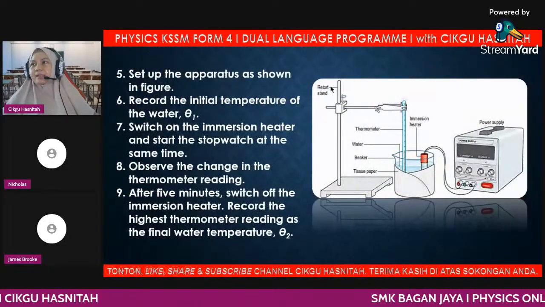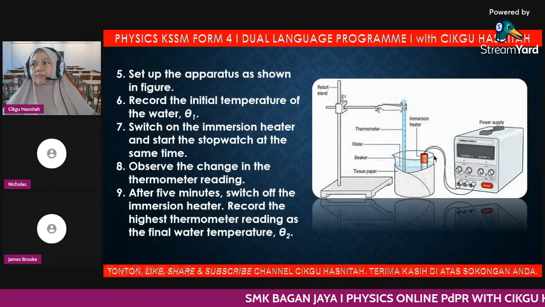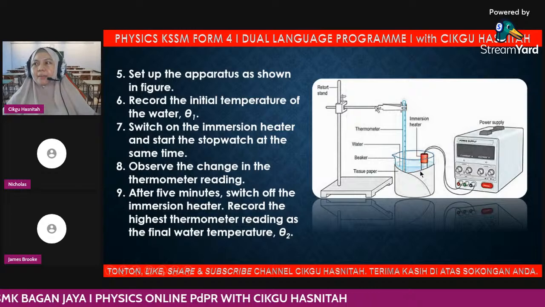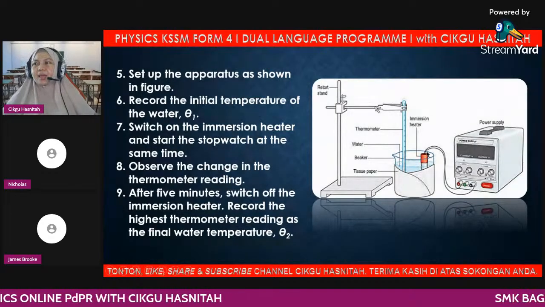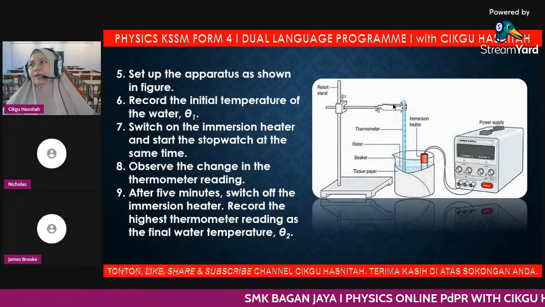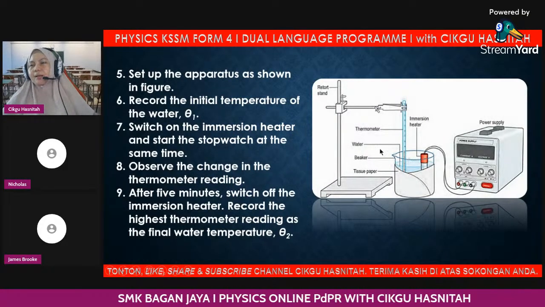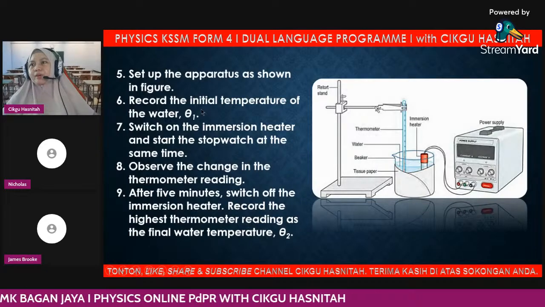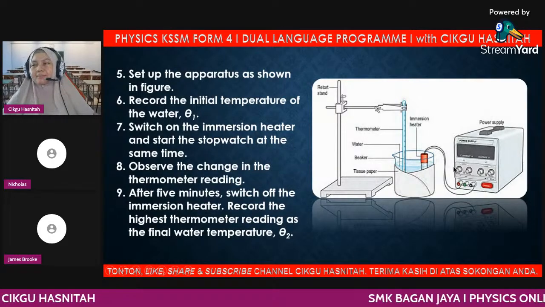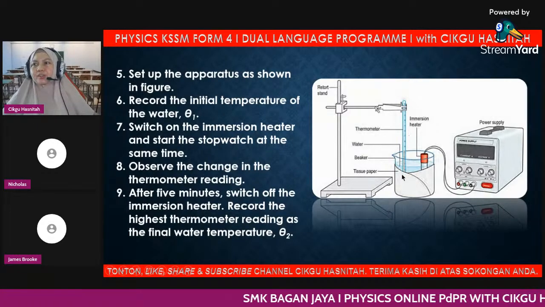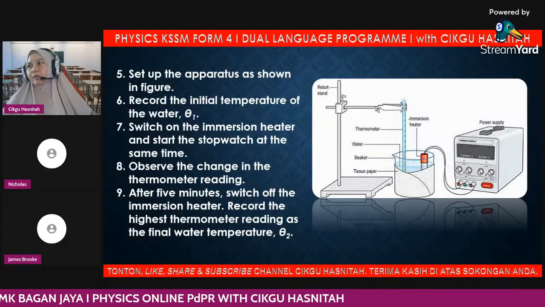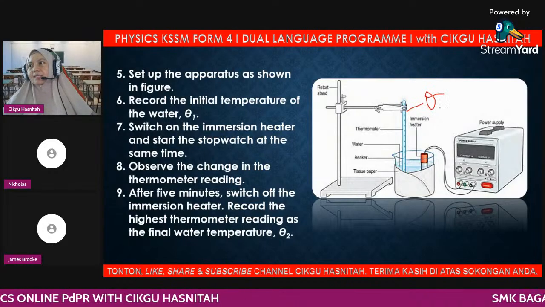Okay, so this is the setup of the apparatus needed in this experiment. You can see there is a beaker of water and there is an immersion heater placed inside the beaker. And you can see that the beaker is wrapped with tissue paper. This is where the thermometer is placed. So you can read the setup as well. First, we record the initial temperature before we switch on the power supply. We record the initial temperature first and label it as theta 1.